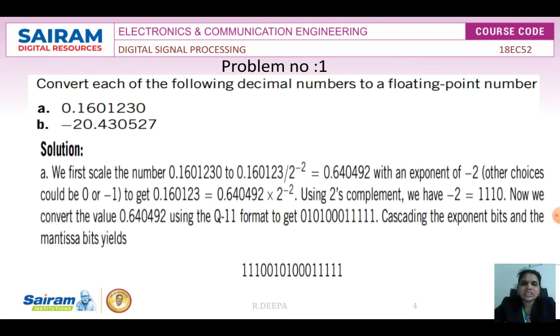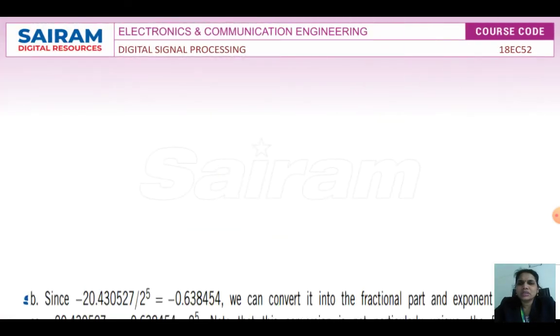So it can be expressed in Q11 format as 0 1 0 1 0 0 1 1 1 1 1 1. And since you combine this number with the exponent part, you will get the whole floating point number as 111 00 10 1 000 11 11 11. So this represents the Q11 format for the given decimal number, that is, this is the floating point number for the given decimal number 0.160123.